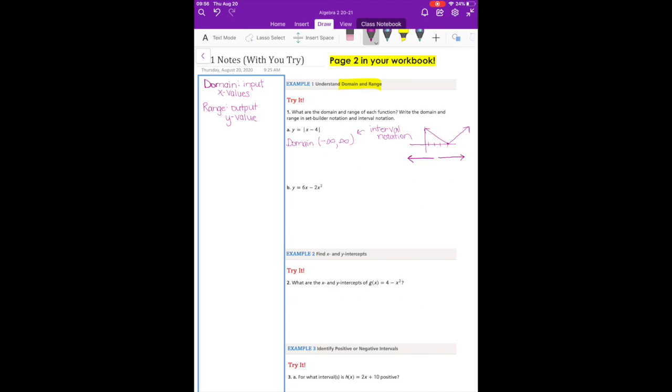In Set Builder, for domain, we say all real numbers.